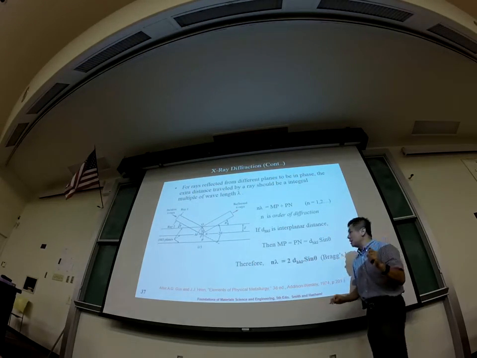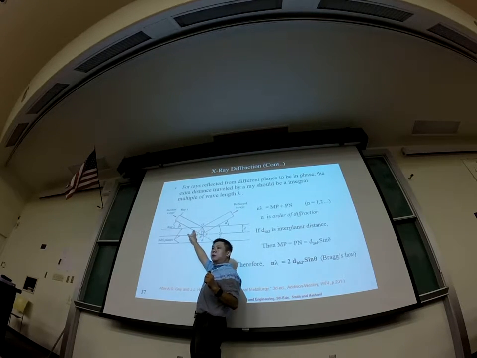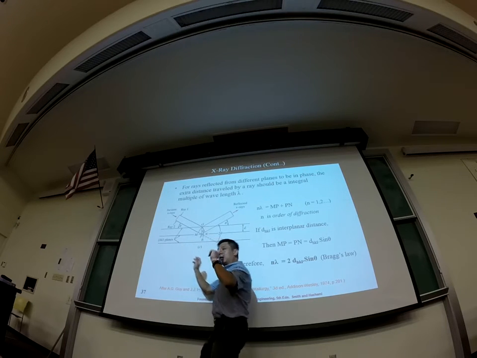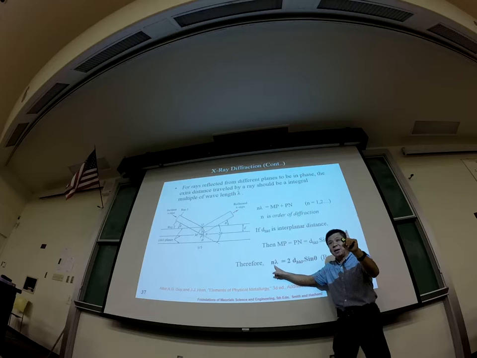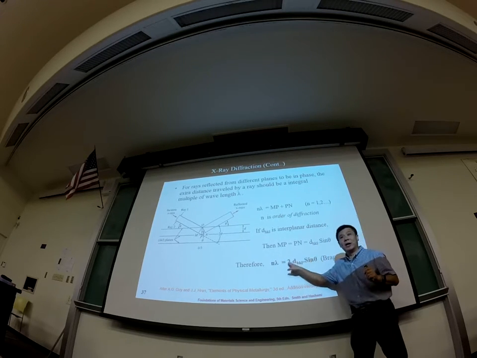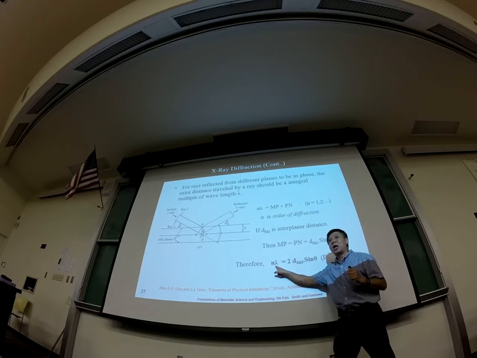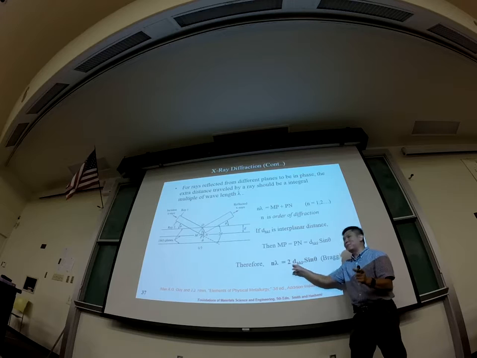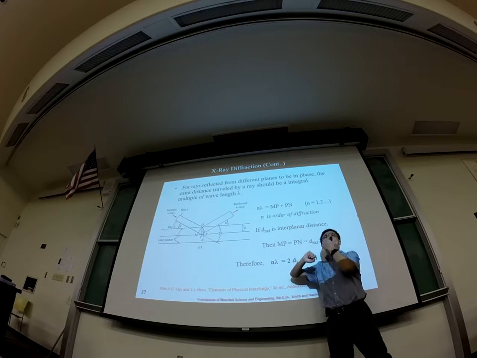But don't forget, to satisfy this Bragg's law relationship, n could be just 1. That means one wavelength difference could equal this. But that's not the only thing. It could also be 2 times the wavelength.